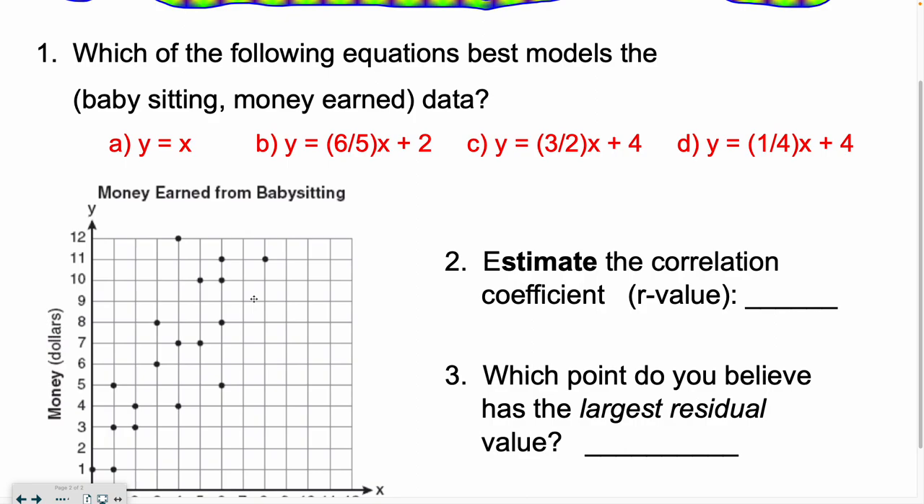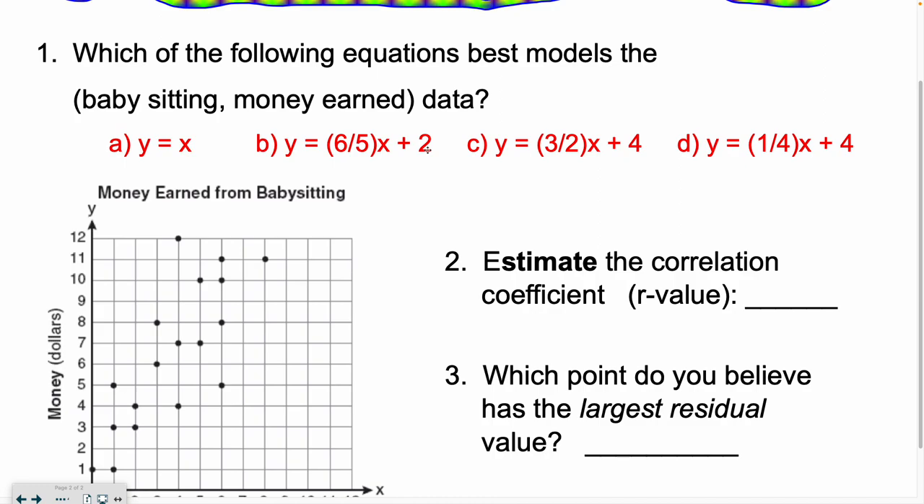So let's see what the first question is asking. Which of the following equations best models the data, babysitting and money earned? I've got four linear equations here, all in the form y equals mx plus b, meaning I can pick out the slope. For example, in choice B, the slope would be 6/5, and the y-intercept would be 2.